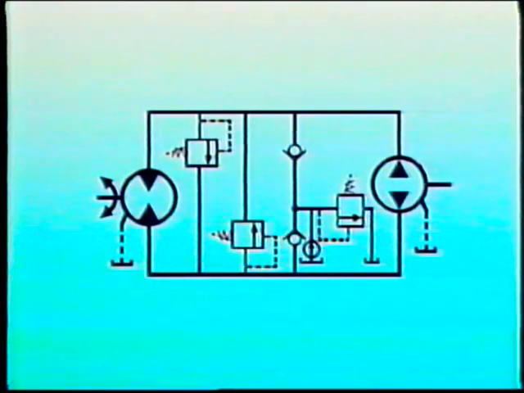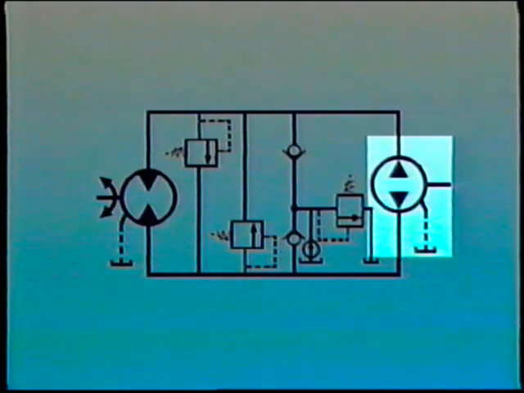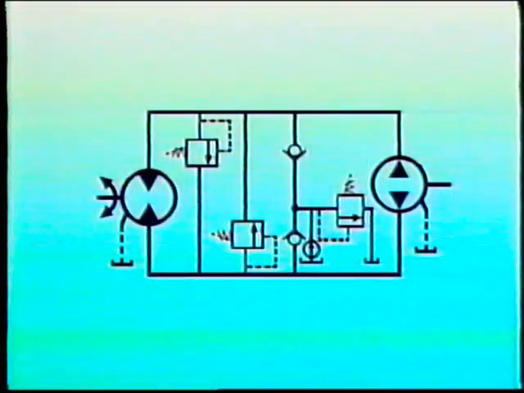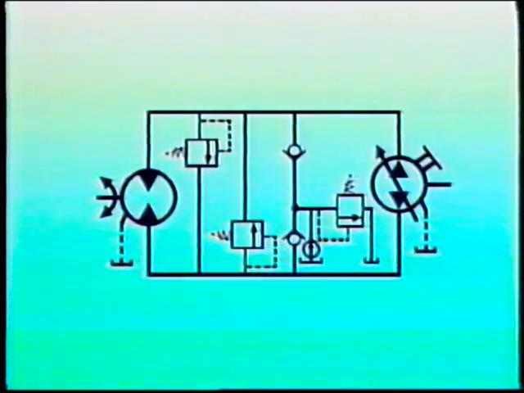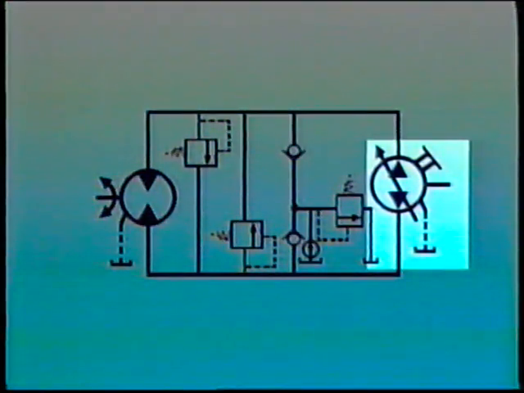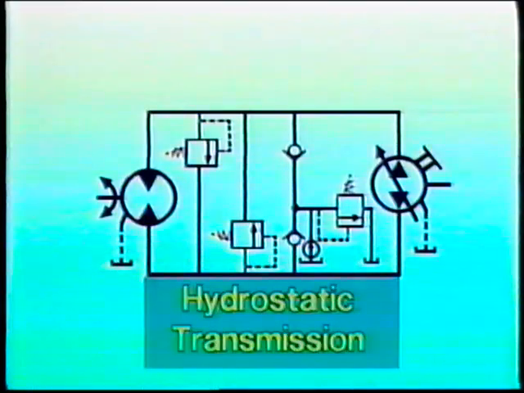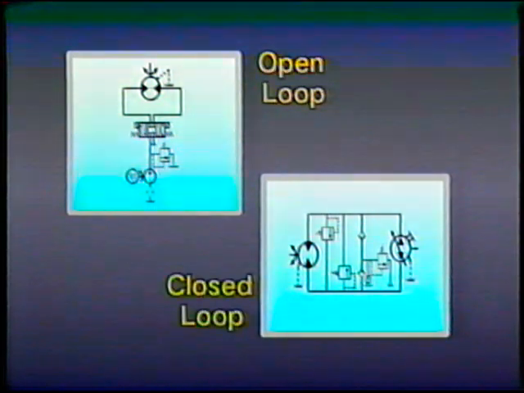When motors and pumps are combined with each other in systems, it is possible to control torque, speed, and horsepower. If both the motor and the pump are constant displacement, these systems are usually referred to as hydrostatic drives. If either component has a variable displacement, the system is sometimes called a hydrostatic transmission. Hydrostatic drives and hydrostatic transmissions can be either open loop or closed loop, depending on how they are configured.